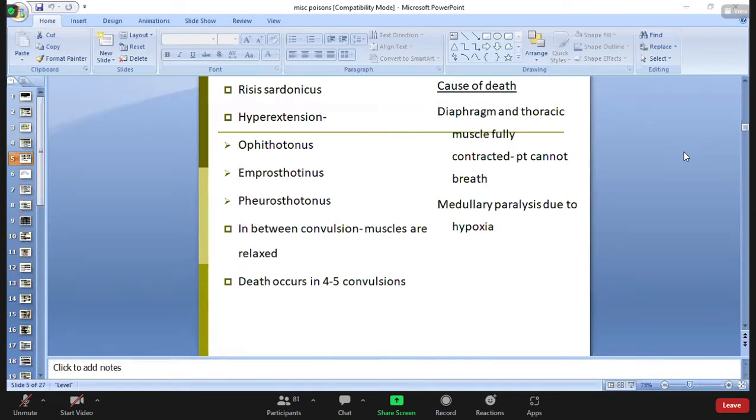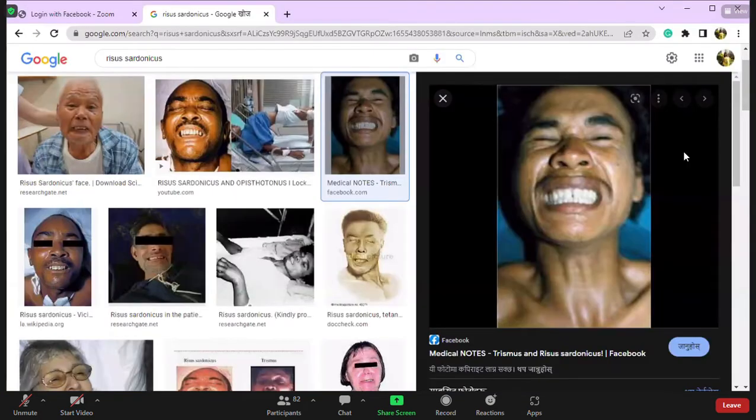If I can show you a picture, wait. Okay, it appears like this. Smiling face, where the facial muscles are rigid. That is Risus sardonicus. Can you see the picture? This is how it appears.